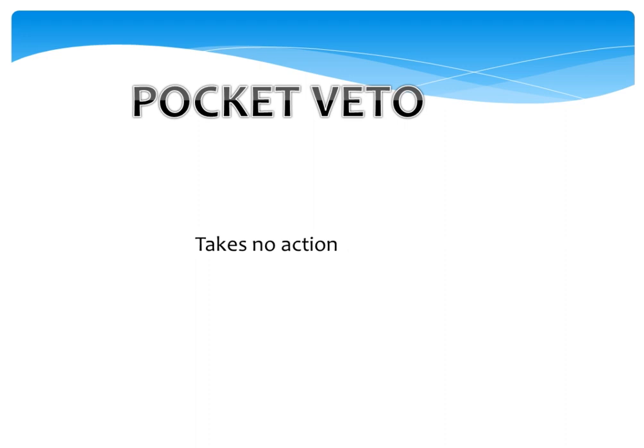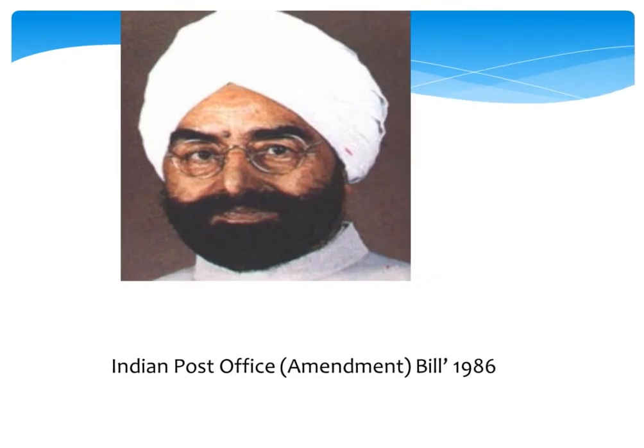So there is just one example of the use of a pocket veto in India, and that is in 1986, by Gyani Zail Singh. It was during the Rajiv Gandhi government; Rajiv Gandhi was the Prime Minister of India. Parliament passed a bill, the Indian Post Office Amendment Bill 1986, and sent it to the president. The president was Gyani Zail Singh.